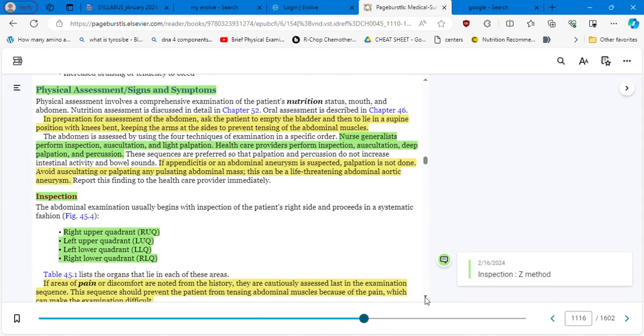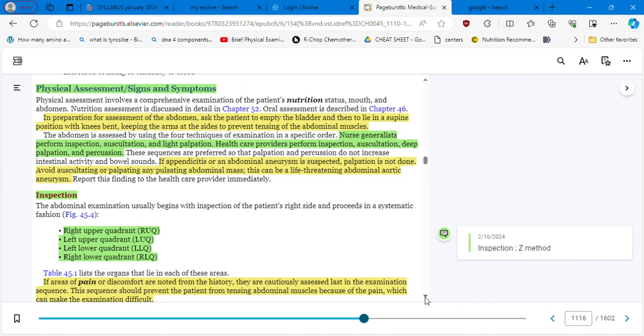Ask the patient to empty the bladder and then to lie in a supine position with knees bent, keeping the arms at the sides to prevent tensing of the abdominal muscles. I'm sure you will be told how to do your physical assessment for the abdominal area in your open lab. Nurse generalists perform inspection, auscultation, and light palpation. The healthcare providers, meaning the PCP and the nurse practitioners, perform inspection, auscultation, deep palpation, and percussion.